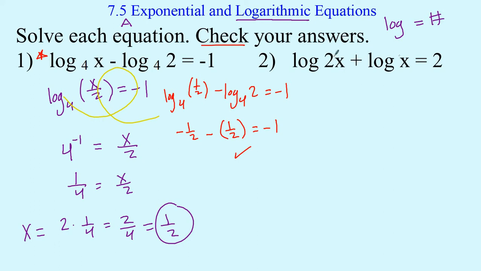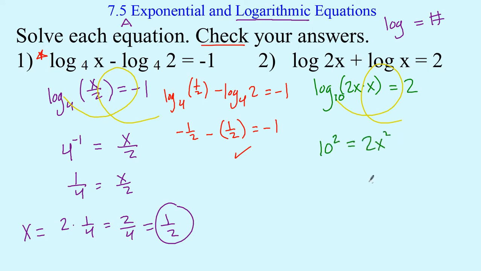Let's do number 2. We can combine these logs by multiplying them. So log of 2x times x equals 2. We do our little loop-de-loop, but we have an issue. We don't have a base. So is that just 1? Nah, it's 10. Hopefully you remember that: if the base isn't written, it's base 10. So we have 10 to the second power equals 2x squared.